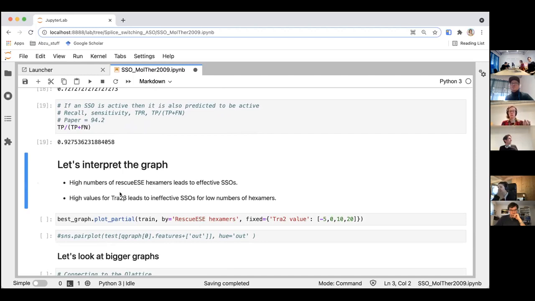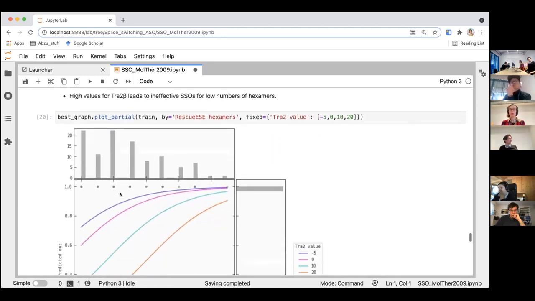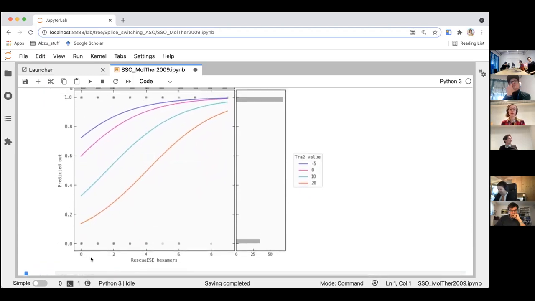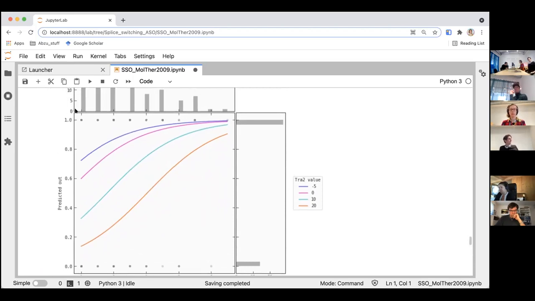So let's try and interpret this graph. We can do that very simply by plotting what we call a partial plot. So what we have here is the number of these rescue ESE hexamers, and then the predicted output. If it's a 0, it's an ineffective compound. If it's 1, then it's an effective compound. The colored lines here are increasing values of the TRA2 beta.